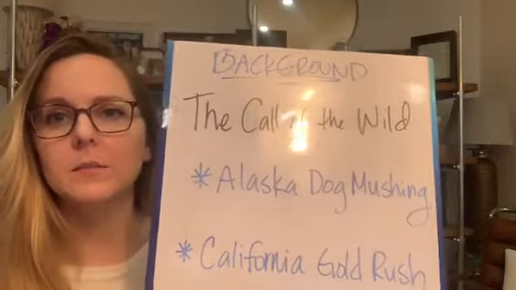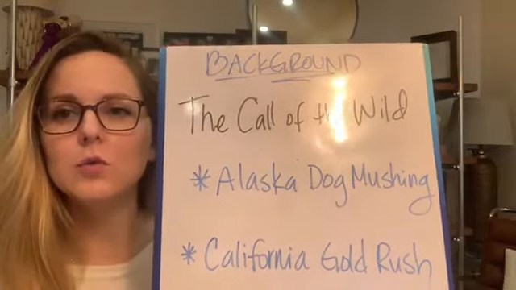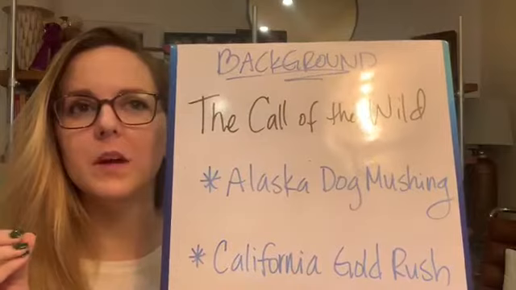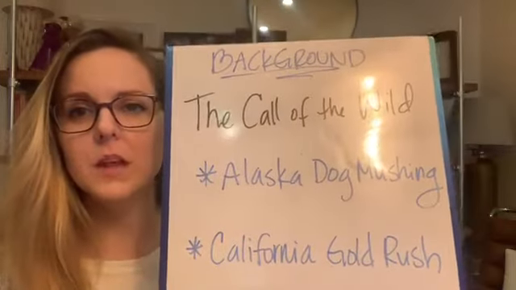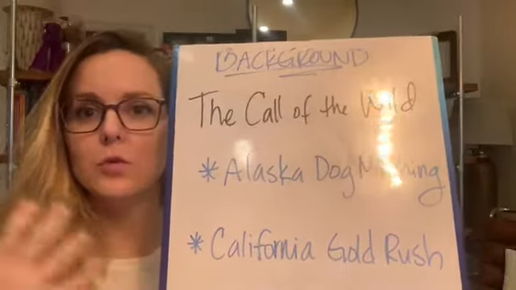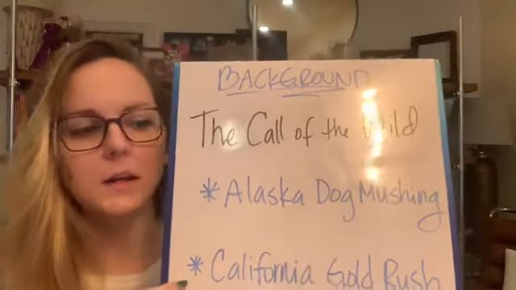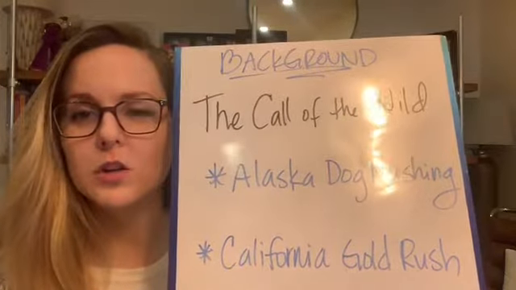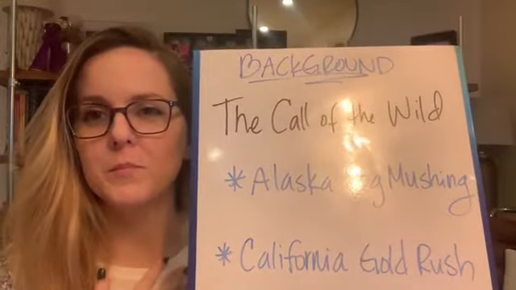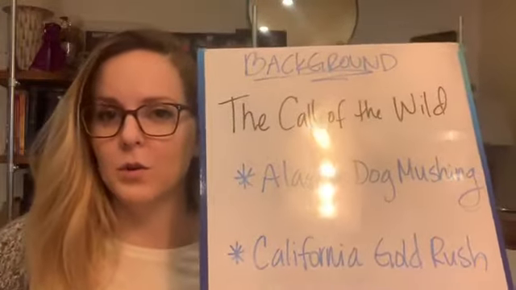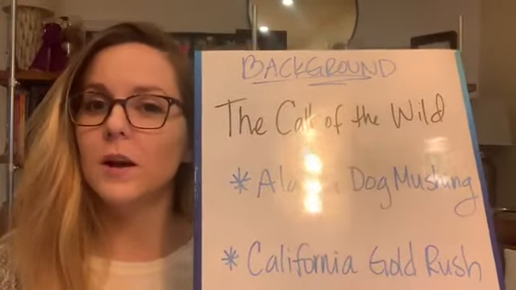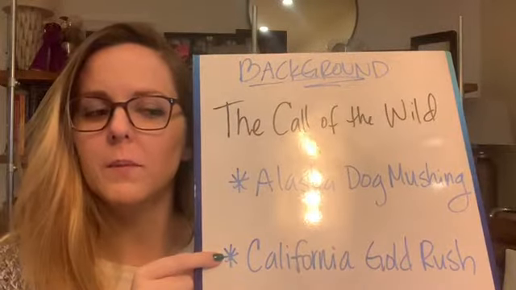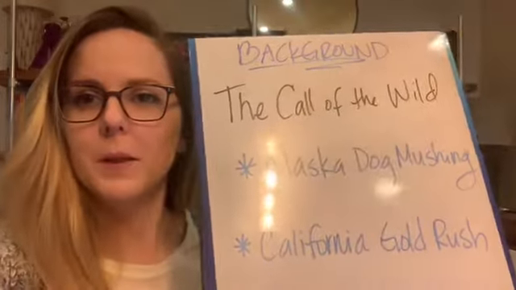So right now we're going to get into some background information for The Call of the Wild, and there are two major overarching pieces of information from history that will be used throughout this story. One is about Alaska dog mushing and the history of it, and the other is about the California Gold Rush. Now, being from California, I learned all about the California Gold Rush. I don't know how much you guys have learned about it, but we're just going to read 2 brief articles covering each topic and then get into the book just so you have some background knowledge. I'll be back in a minute.